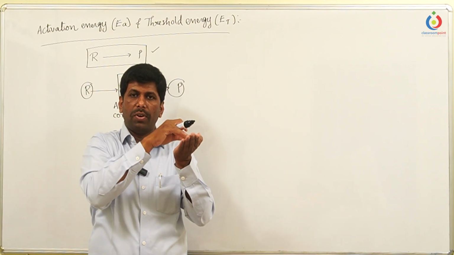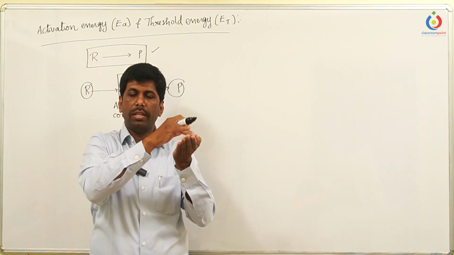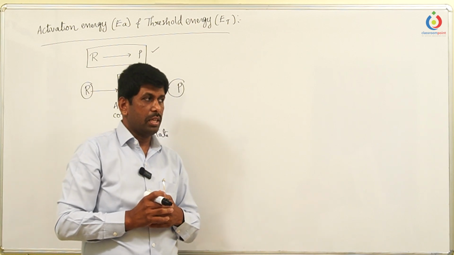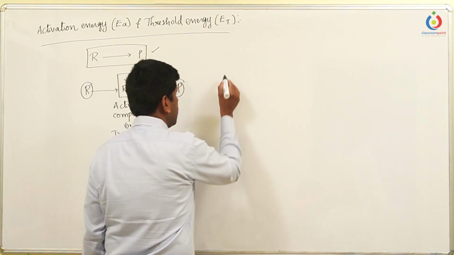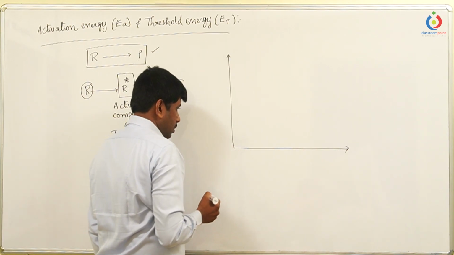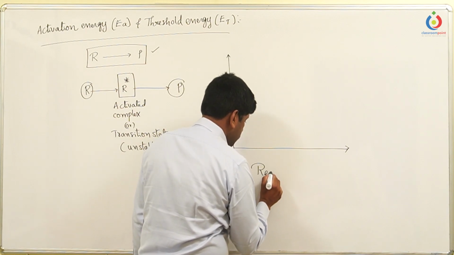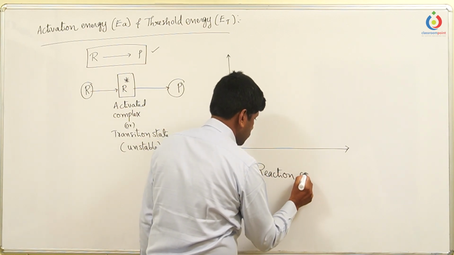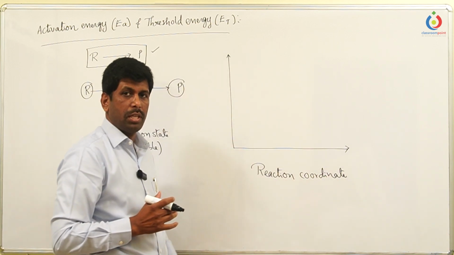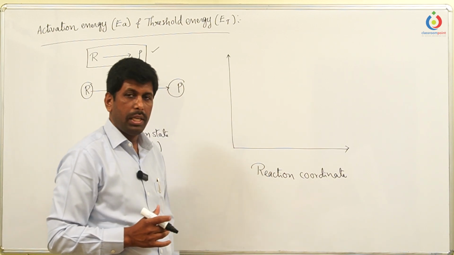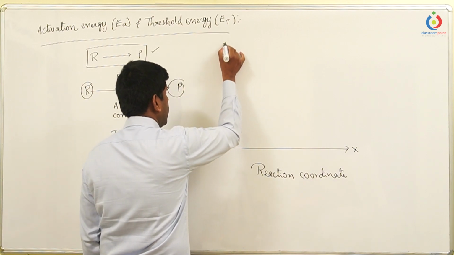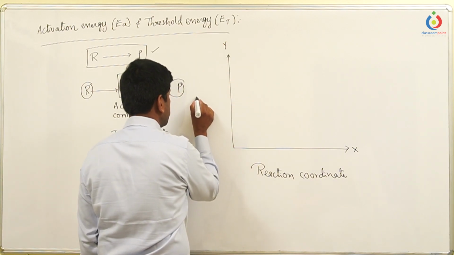And whichever complex is formed in the middle state of the reaction is called the activated complex. The activated complex is always unstable. So let us take the profile diagram to understand this concept in an easy manner. Let us take this as the reaction coordinate. Reaction coordinate means how the reaction is proceeding. That is shown by the reaction coordinate that we are taking on the x-axis. And on the y-axis, let us take the energy.